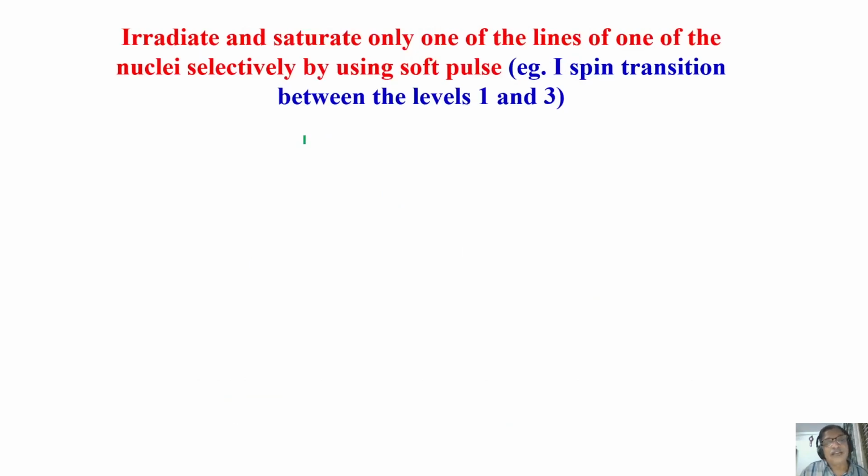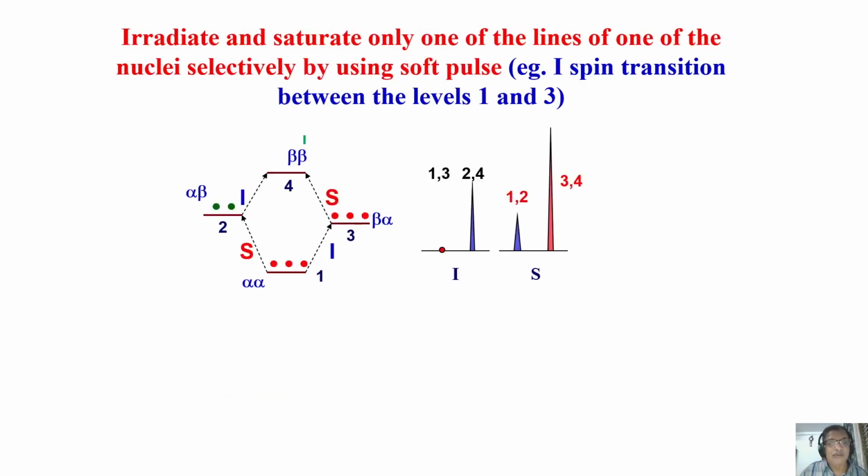Now I am going to do a trick. I am going to irradiate and saturate only one of the lines. You know what irradiation is? That's what I called decoupling; decoupling we sometimes call irradiation. When I irradiate, I can saturate the spins. What do I mean by saturation? I make the populations between two spin states equal.